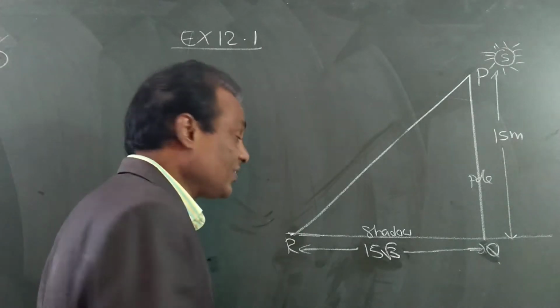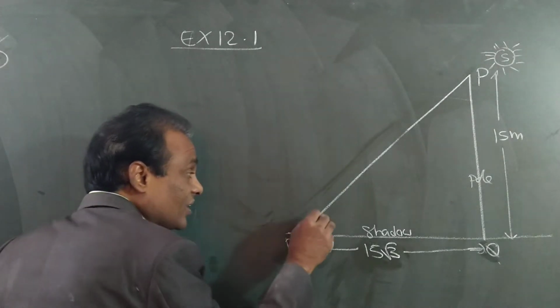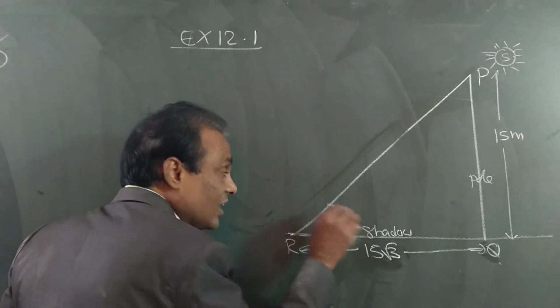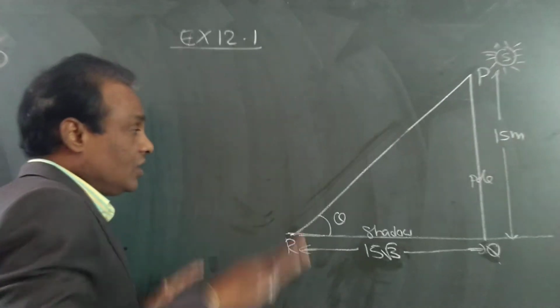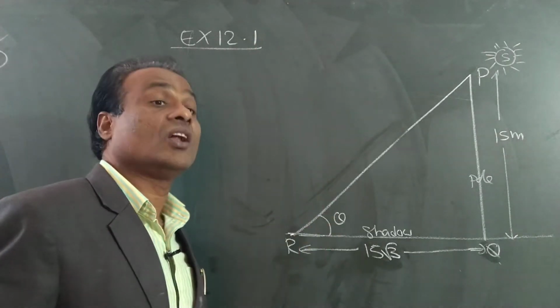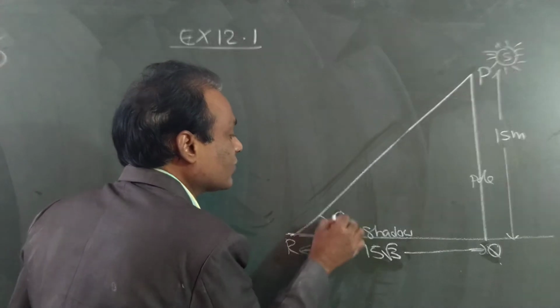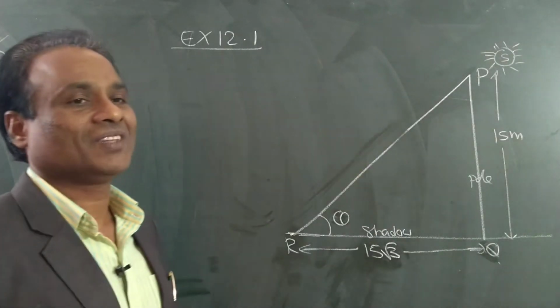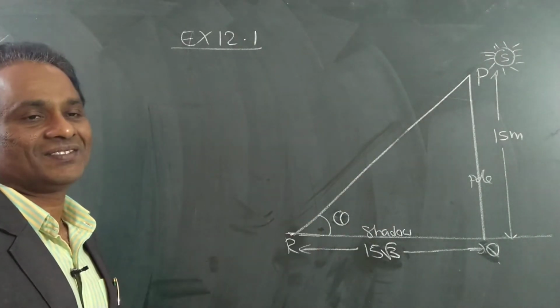The question is, what is the angle of elevation of the sun ray? Elevation means if you look at the top, that is called angle of elevation. So theta is asked. This theta we have to find. This angle we have to find.